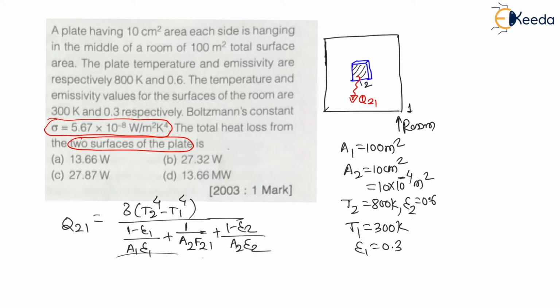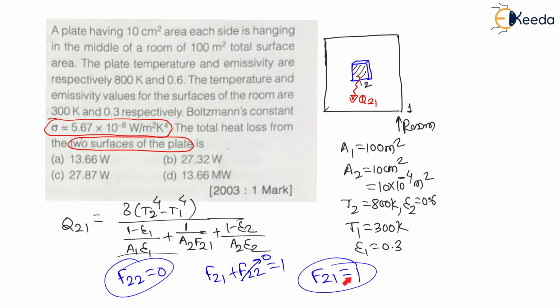Now, my dear students, 2 is a plate. For a plate, it is a flat surface. Therefore, F2 to 2 will be equal to 0. And as per the addition law, F2 to 1 plus F2 to 2 is equal to 1. Summation of all shape factors is always equal to 1. F2 to 2 is 0. Therefore, F2 to 1 is equal to 1. Also, F2 to 1 we have calculated.